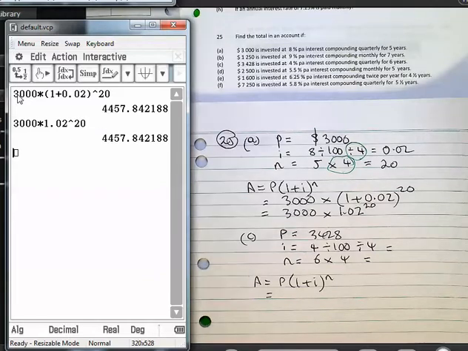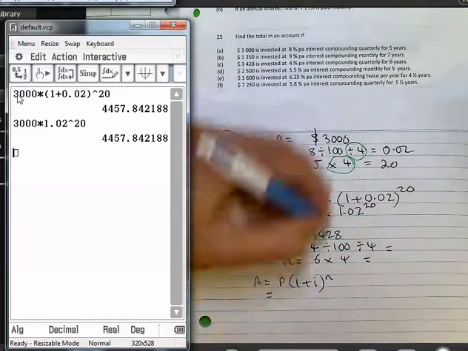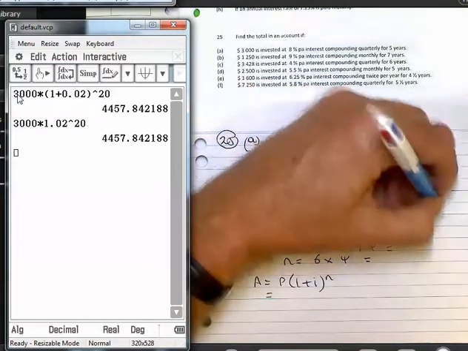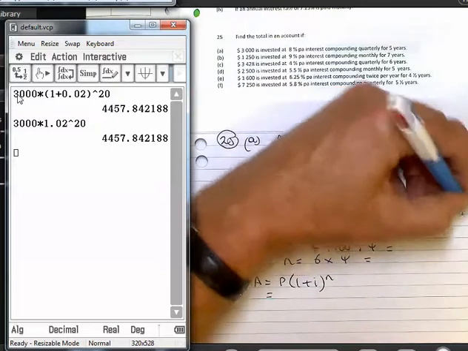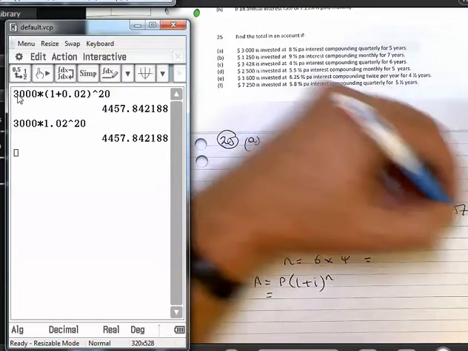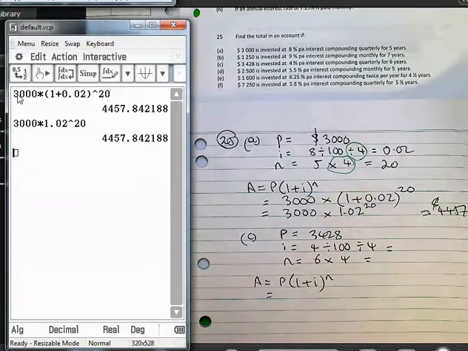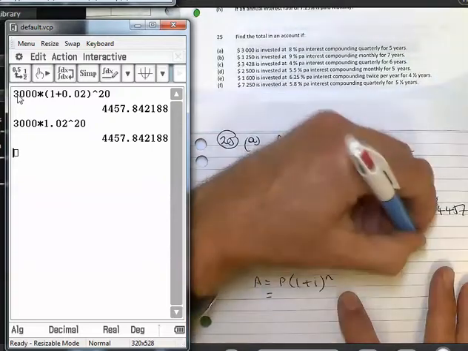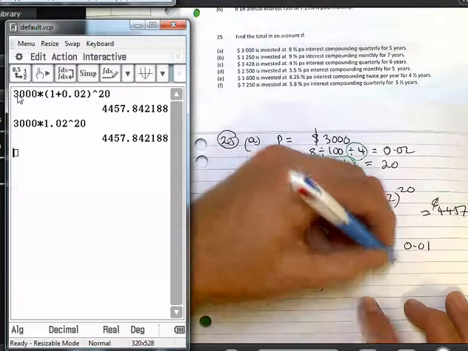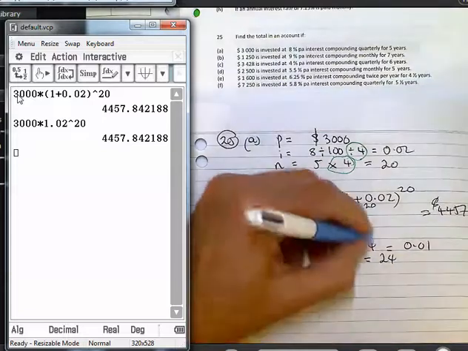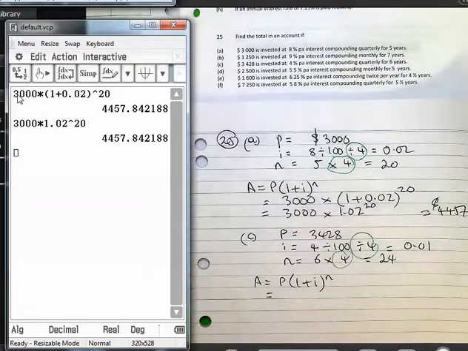And you can see, it doesn't matter if I do my brackets or do the addition inside, what I end up with in this instance is 4,457.84. In the next problem, C happens also to be quarterly. And remember, what you divide by, you're going to multiply by when you're calculating through.